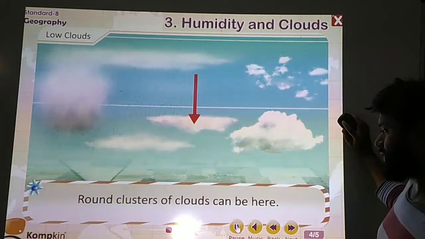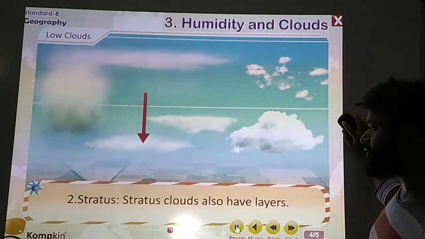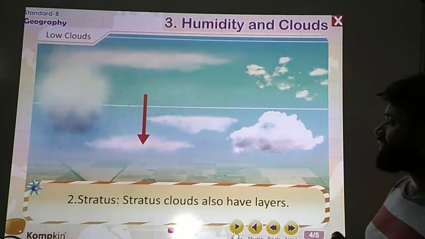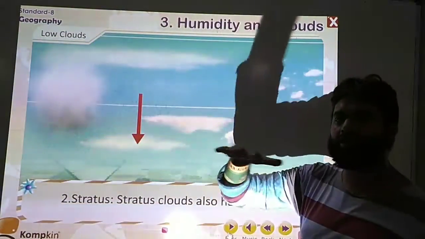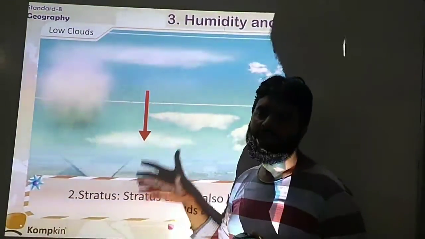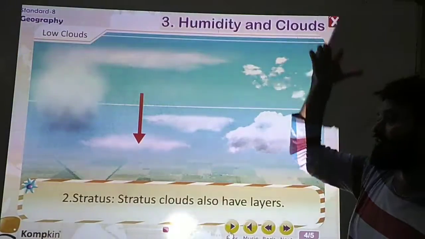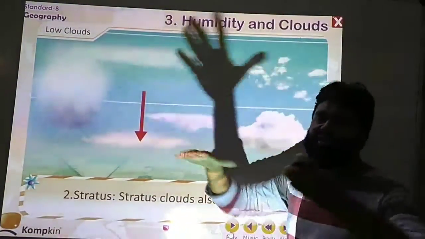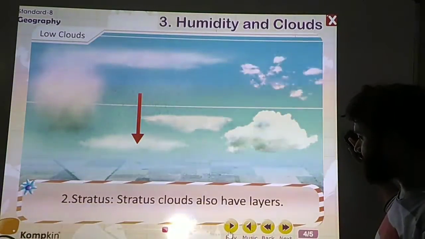That is the stratocumulus. Round cluster cloud can be seen here. Stratus cloud, they have layers. When you see the cloud which is in layers, each layer, that is the stratus cloud, and the height is lower, lower in the sky to see. It is flat in shape, covering a vast portion. So that is stratus cloud.